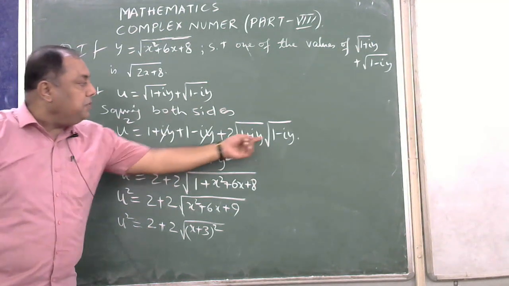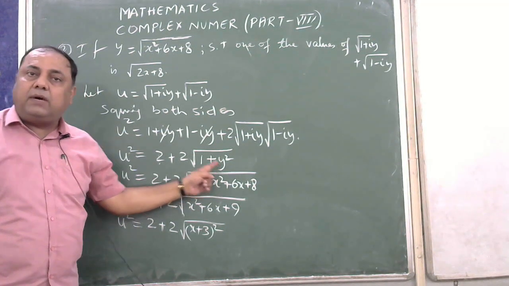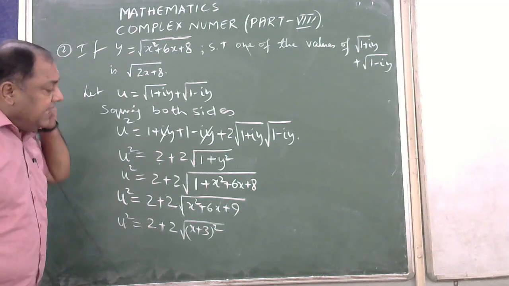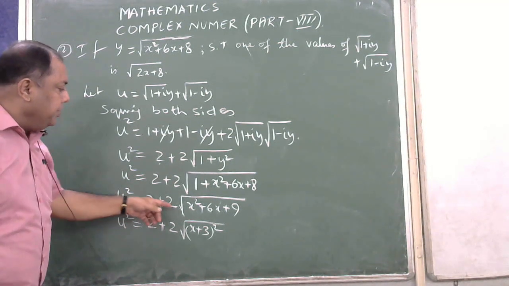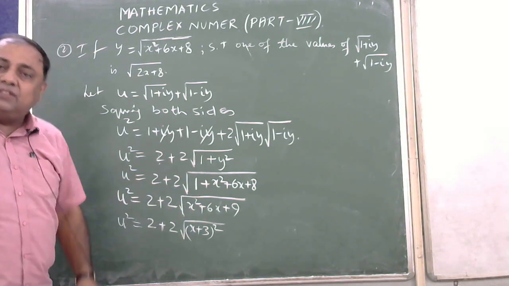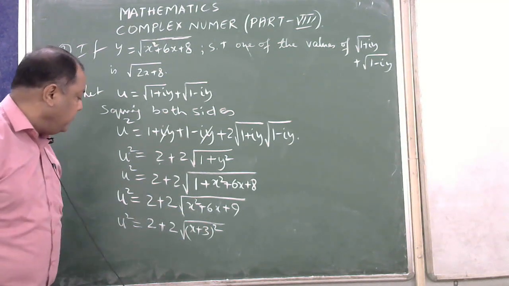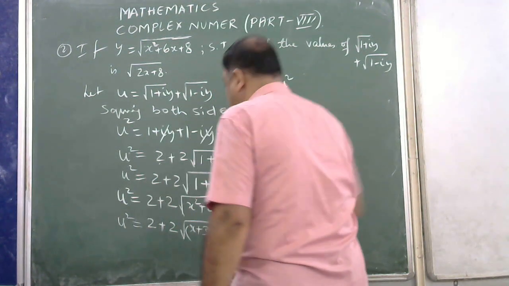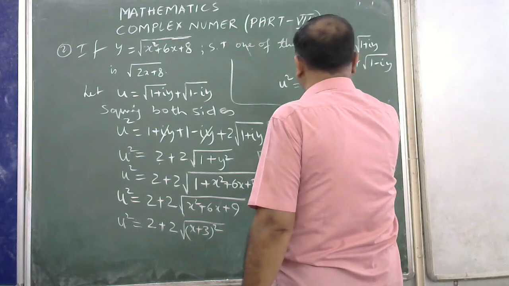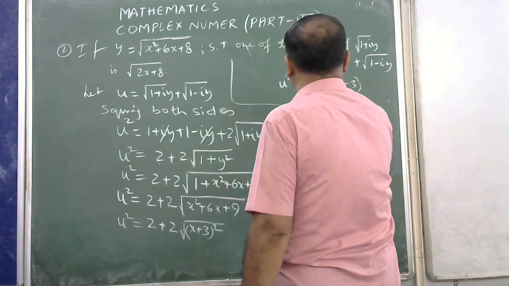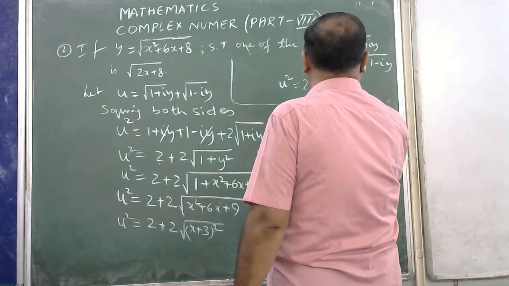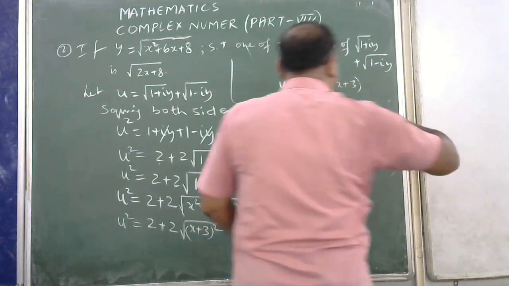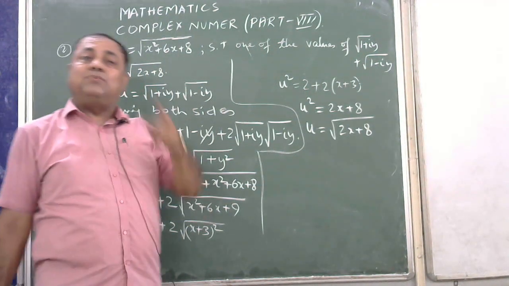See the technique. After multiplying this, 1 plus y square, what is the value of y square? Y square is x square plus 6x plus 8, and that value when replaced gives you 2 into root over x square plus 6x plus 9. This is nothing but x plus 3 whole square. On squaring and cancelling this radical sign, I have u square is equal to 2 plus 2 into x plus 3, which is u square is equal to 2x plus 6 plus 2, that is 8, and u is equal to root over 2x plus 8. I am neglecting the negative sign as the question says one of the values.